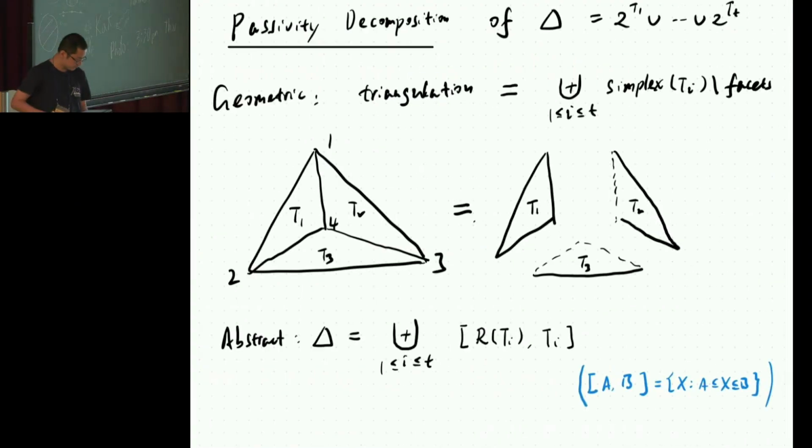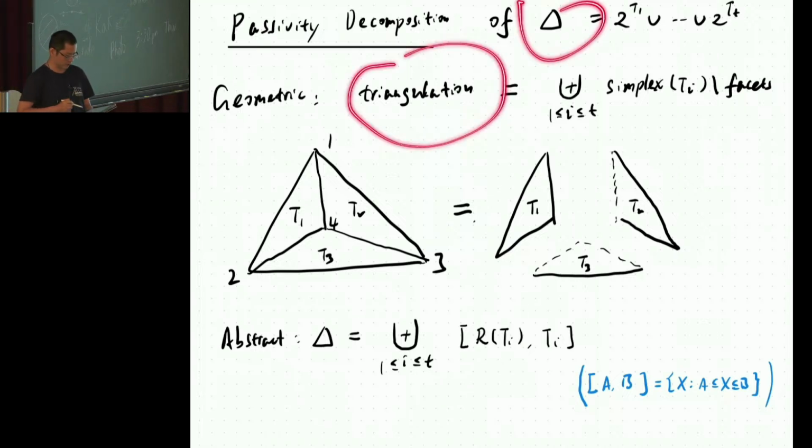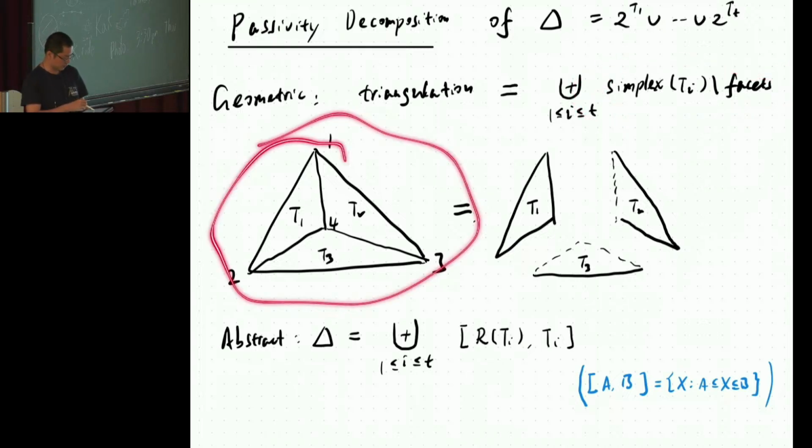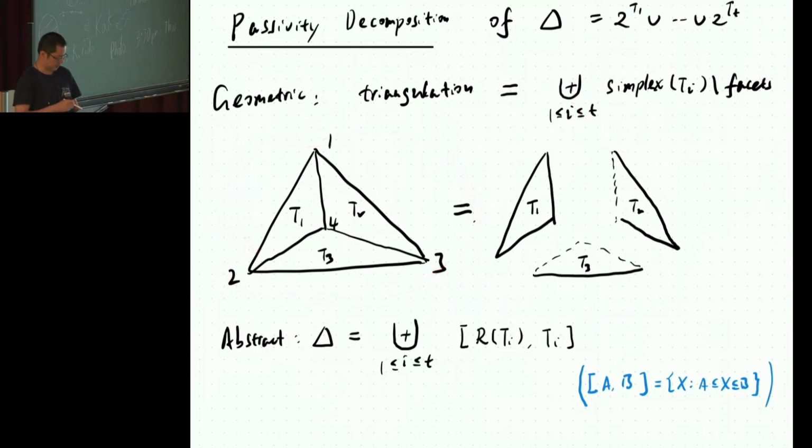So this is about the passivity decomposition of a pure simplicial complex. Geometrically, I identify this thing with a triangulation. Then I can partition the whole triangulation into disjoint half-open simplexes like this. This is a triangulation. I can take the union of these things, but if I want a disjoint union, I need to remove some facets here like this. So this gives me a passivity decomposition.